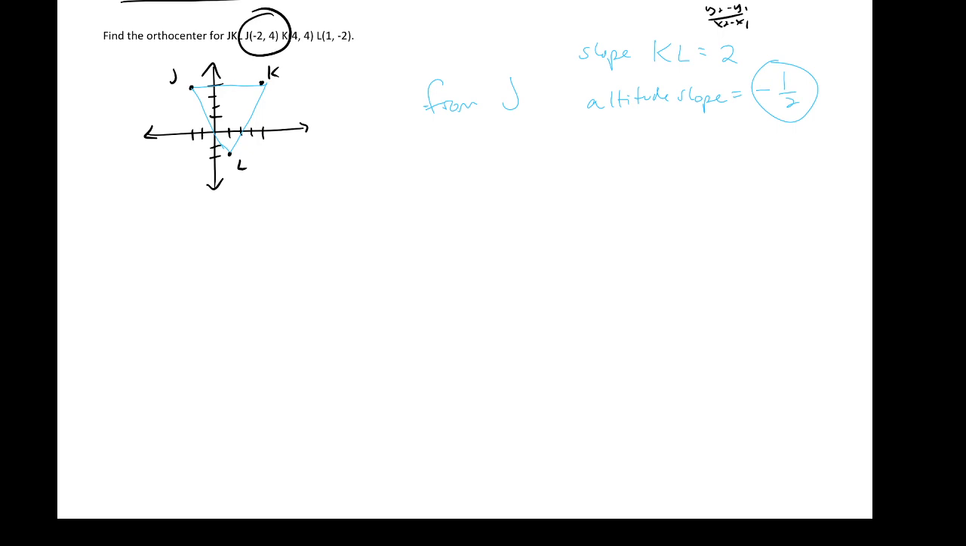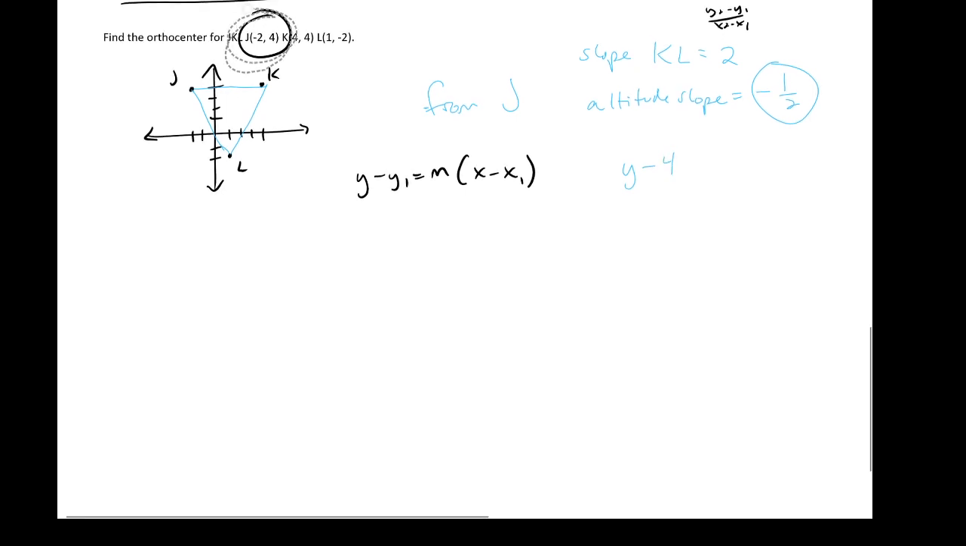right? Y minus Y sub 1 equal to M times the quantity X minus X sub 1. So in other words, Y minus 4, right? We're still working here with J, right? So Y minus 4 is equal to -1/2, that's my slope, times the quantity X minus, because it's -2 minus -2, which is +2. And now I'm going to solve for Y.